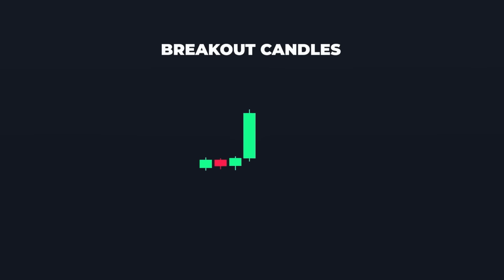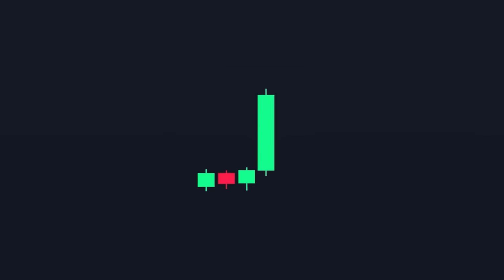The first pattern I want to show you is the breakout candle. This is one of the most explosive patterns you'll ever see on a chart. The breakout candle pattern occurs when you have multiple small candles with tiny bodies consolidating sideways, followed by one massive candle that breaks out of that consolidation. This pattern shows that price was stuck in indecision with no clear direction until one side, either buyers or sellers, gained enough strength to push price significantly in their favor.